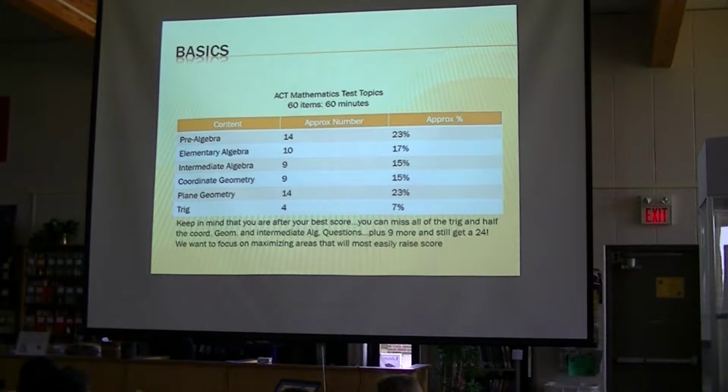But if you missed all of those, half the coordinate geometry, in other words, midpoint, distance formula, stuff like that, half the intermediate algebra questions, so that's the Algebra 2 type stuff, plus an additional 9, that would give you typically a 24 on the ACT. What that means is you are prepared through the math courses that you've taken. There's no possibility that the reason you won't do well on the ACT is because you haven't had enough math. You've had it. You've been exposed to it.